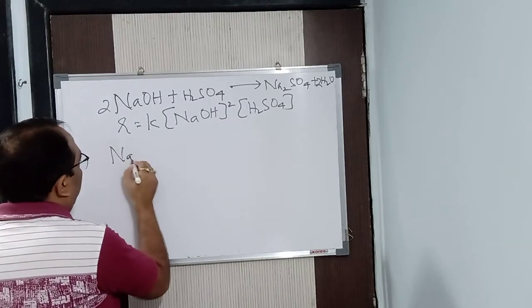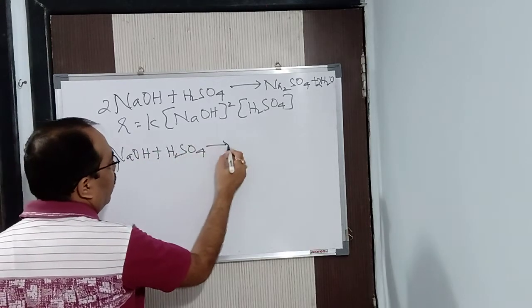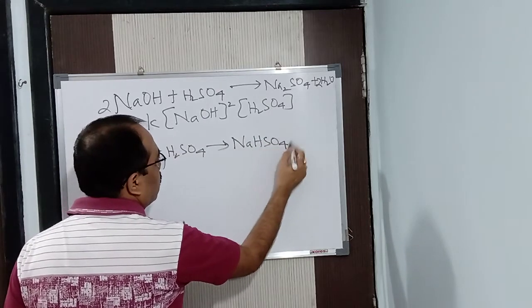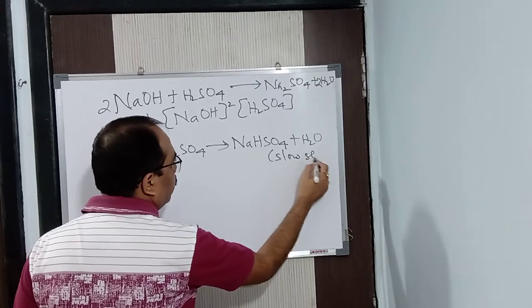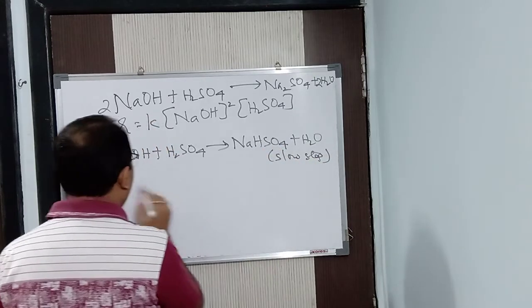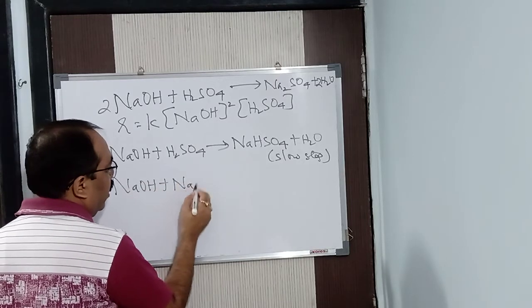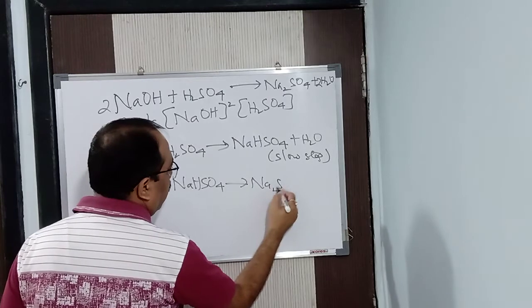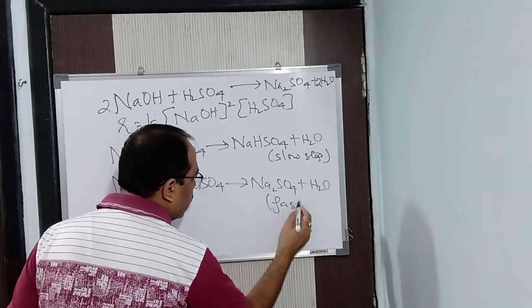How? See, NaOH plus H2SO4 gives, in the first step, NaHSO4 plus water. Now, this is a slow step. How do I come to know? I'll tell you. In the next step, NaOH further reacts with NaHSO4 to give Na2SO4 plus water. Now this is the fast step.